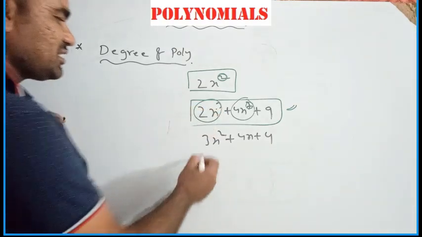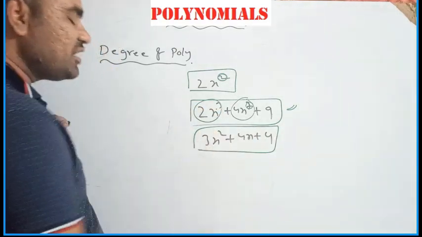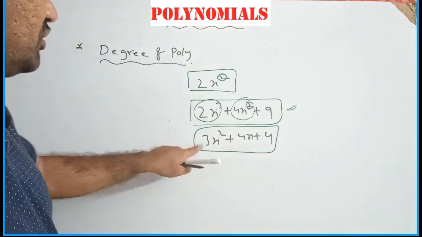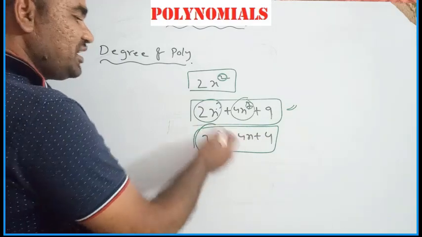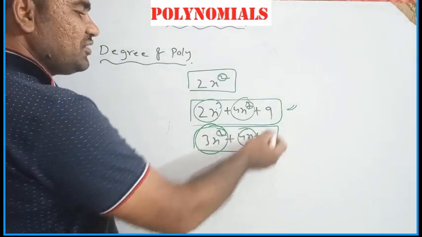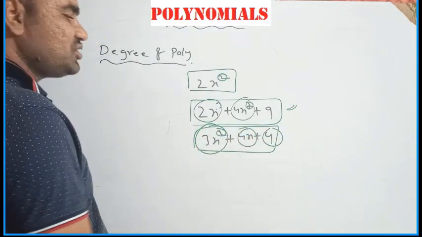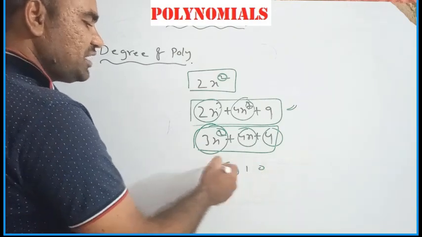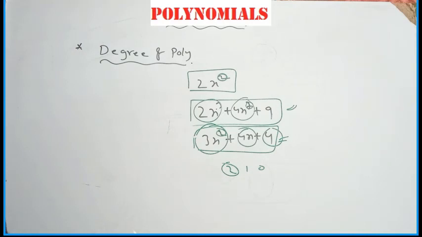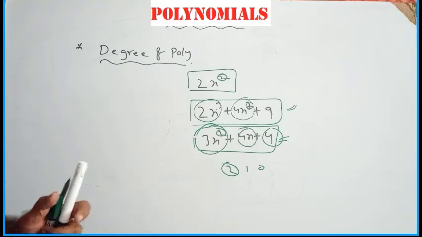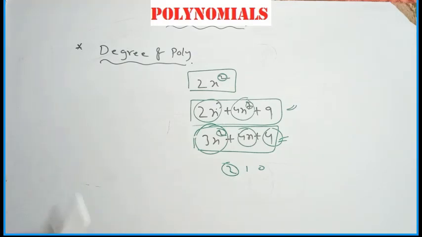Okay, see this example, and this one also involves only one variable. So 3x square plus 4x plus 4. The first term degree is 2, the second term degree is 1, the third term degree is 0, among 2, 1, 0, 2 is the highest, then 2 is taken as the degree of this polynomial. In this way, you can find the degree of a polynomial involving one variable. Okay, if a polynomial involves more than one variable, how to find it?